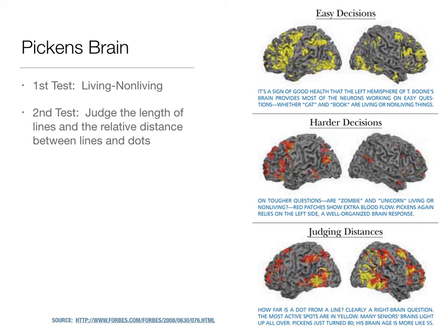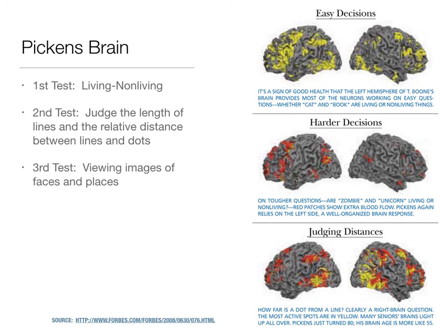The second test was judging the length of lines and the relative distance between lines and dots. That's the last set of brains there. It's a right brain question, and the most active spots are in yellow. Many seniors' brains light up all over. When this was done, he had just turned 80, and his brain looks more like he's 55.